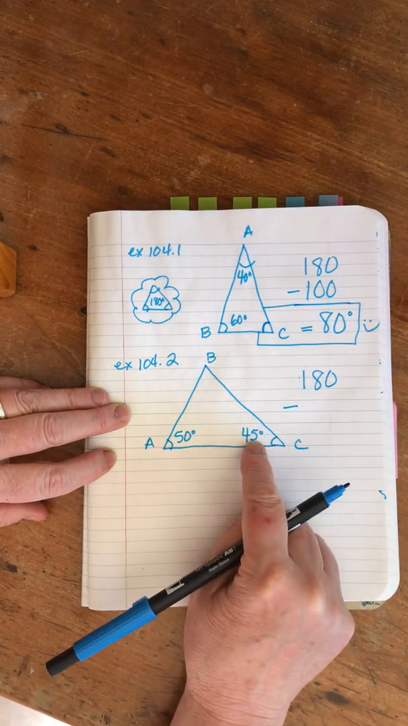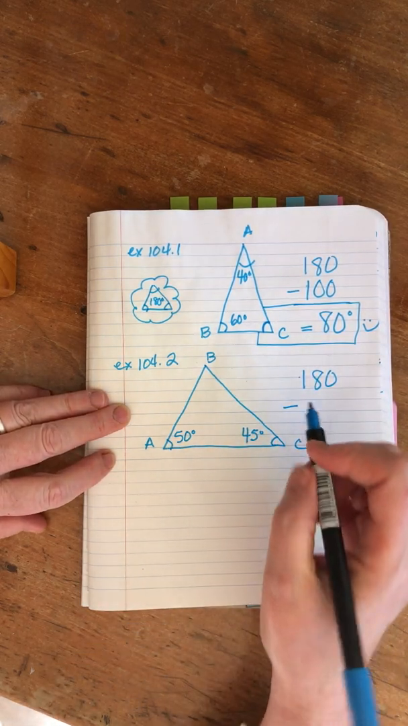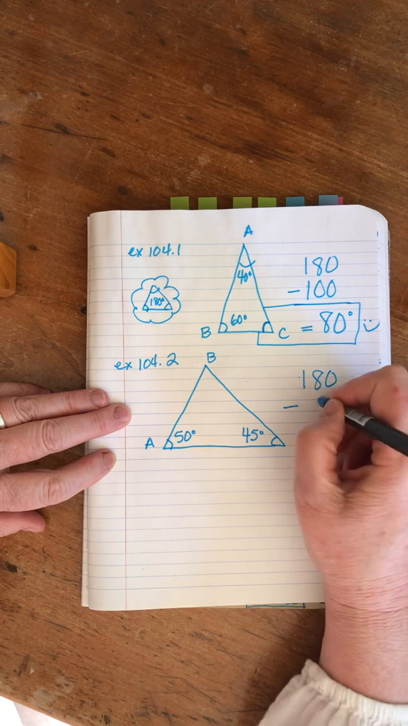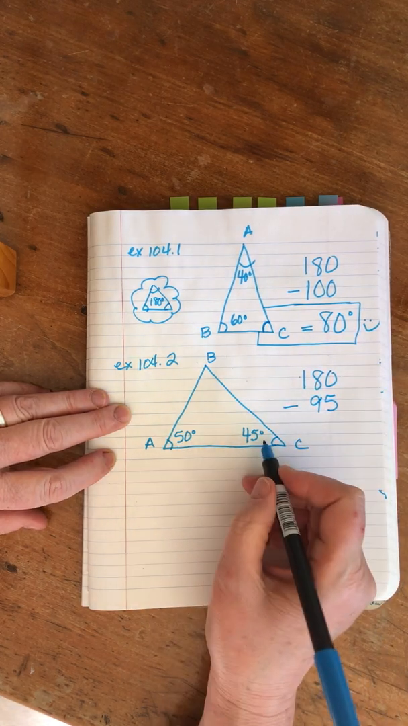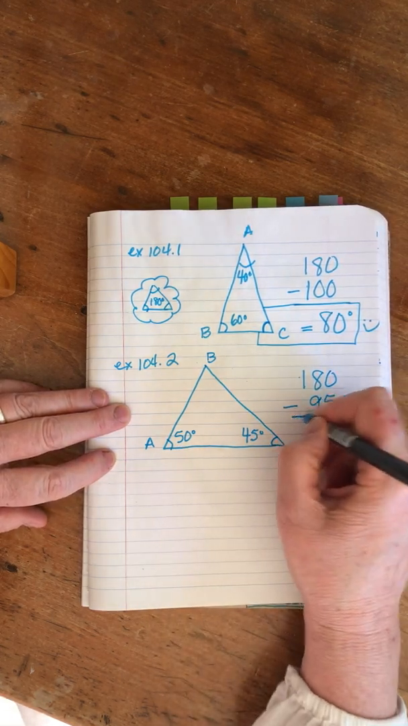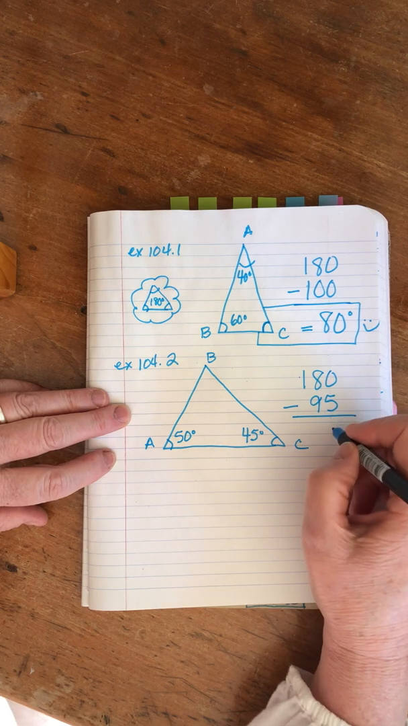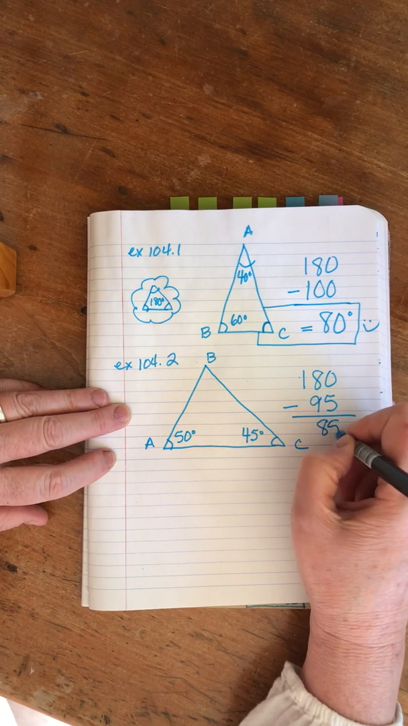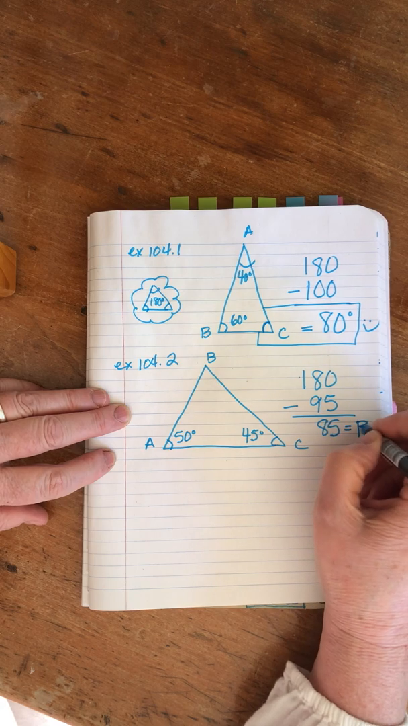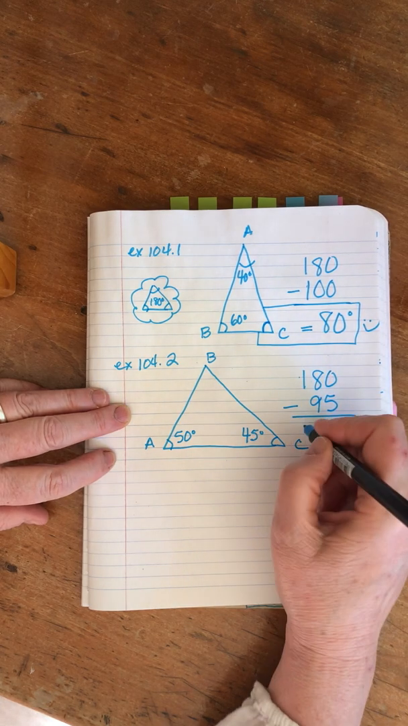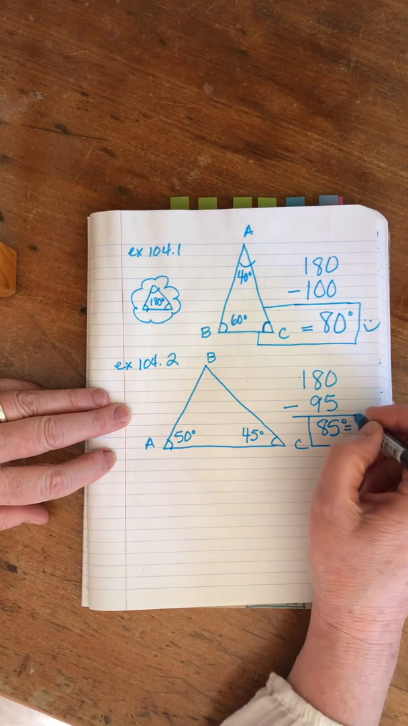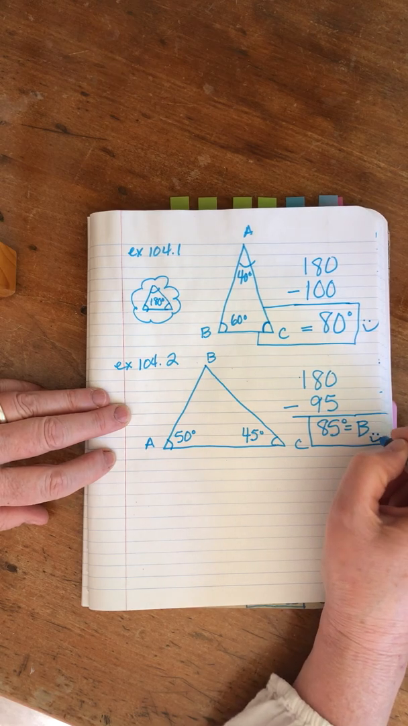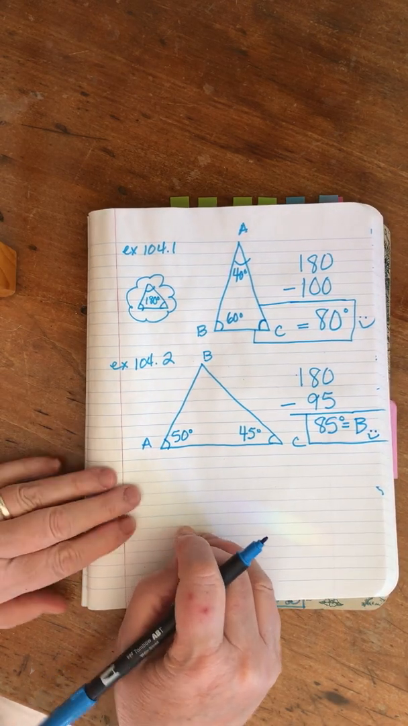We subtract what these two add up to, and that's 95. Right, 50 plus 45 is 95. And that means that our answer is 85 equals B. And I'm going to put a little degree sign on there, which is what I want you to do too with these answers. And that is also correct. Yay! One more.